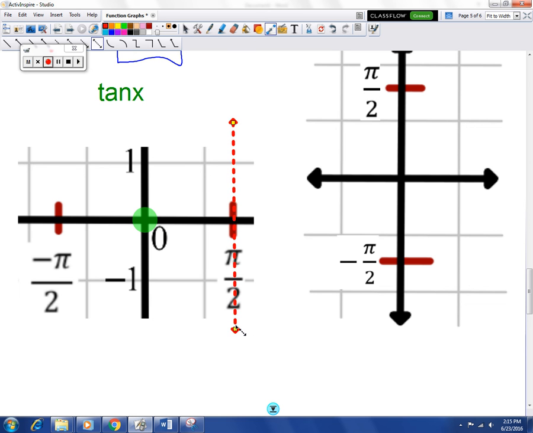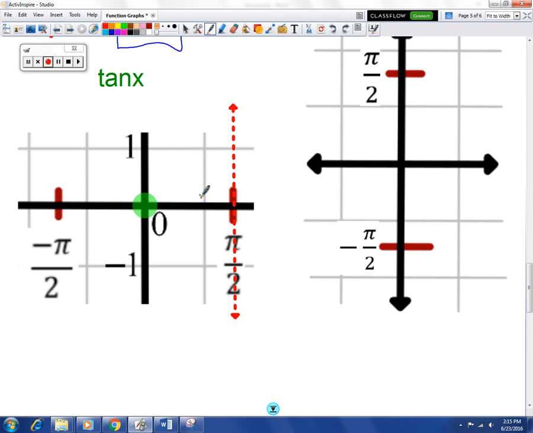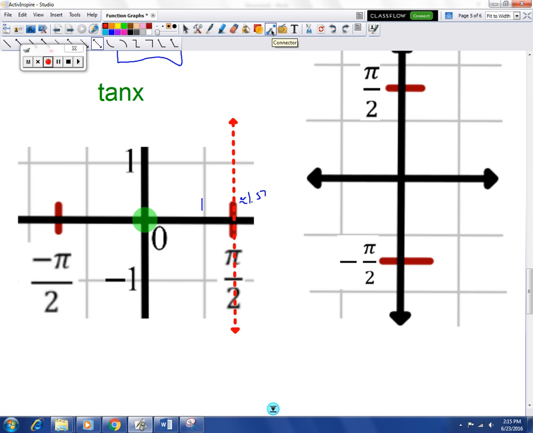Sometimes these gray lines are distracting. They're supposed to just show you that pi over 2. Here, that gray line really is x equals 1, and pi over 2 is about 1.57, so that's why I'm showing that. At negative pi over 2, there's another asymptote.